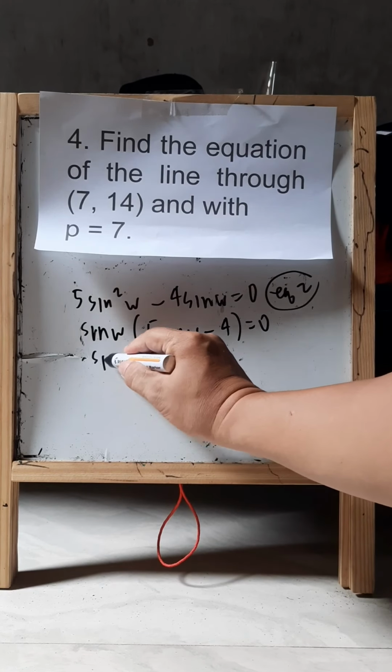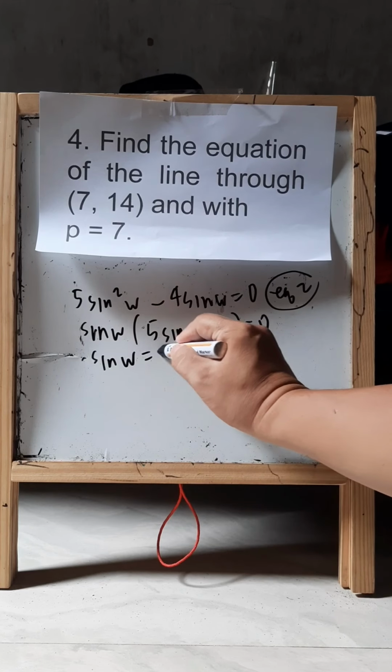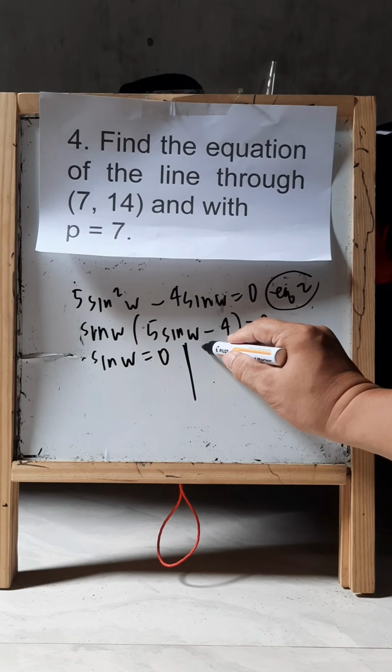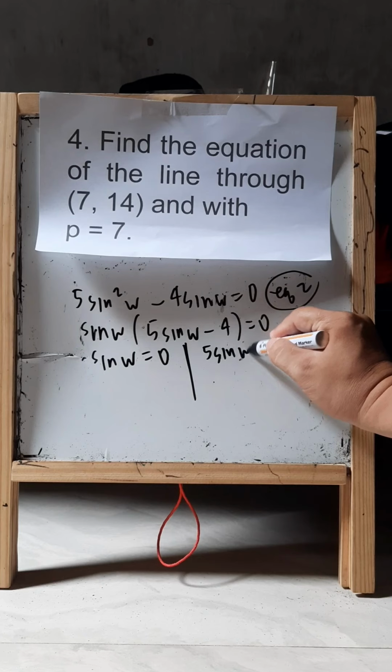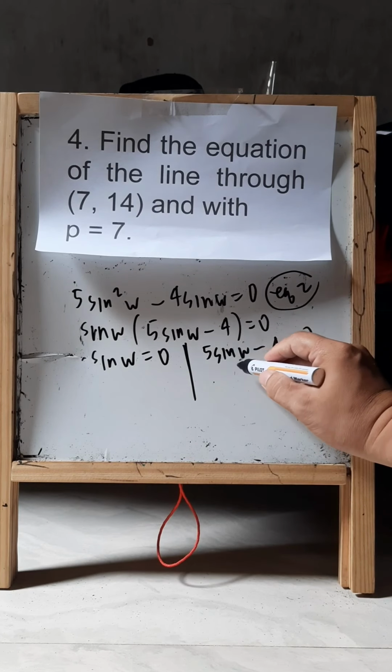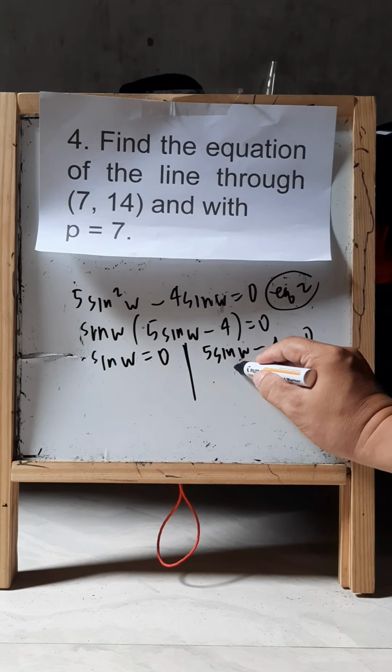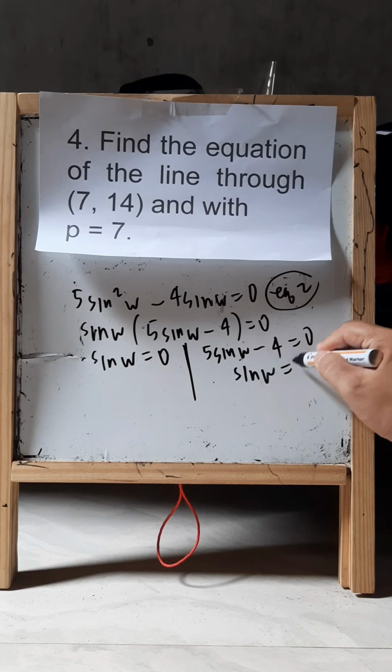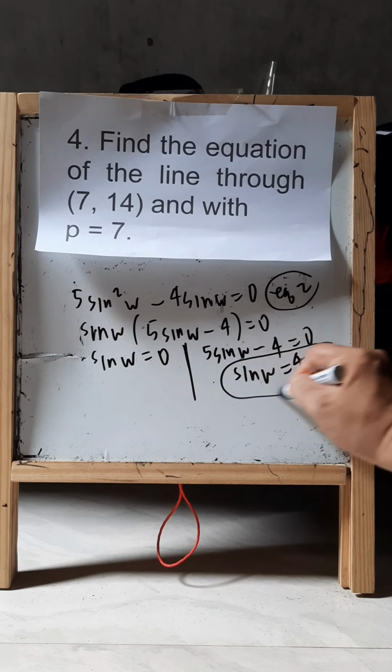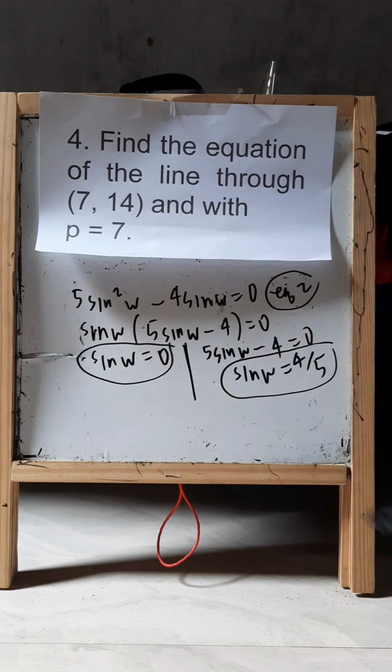So by zero product property, sine w equals 0. And the other one is 5 sine w minus 4 equals 0. From here, we can solve for sine w as 4 fifths. So as you can see, there are two values of sine w: 0 and 4 fifths. Sine w equals 0 and sine w is equal to 4 fifths.